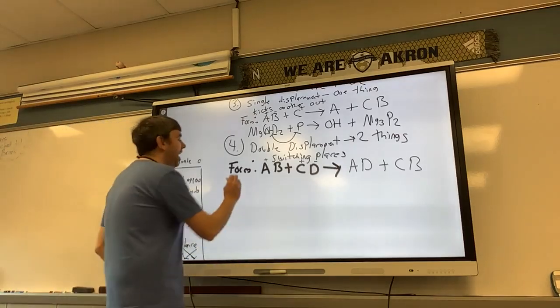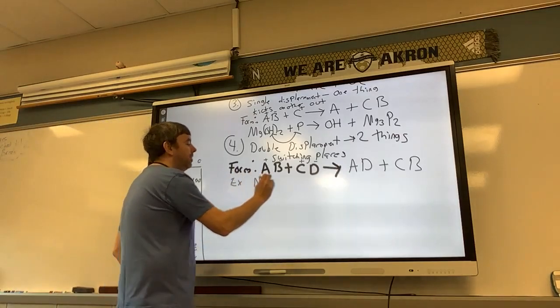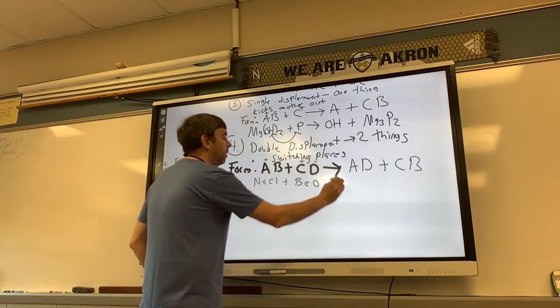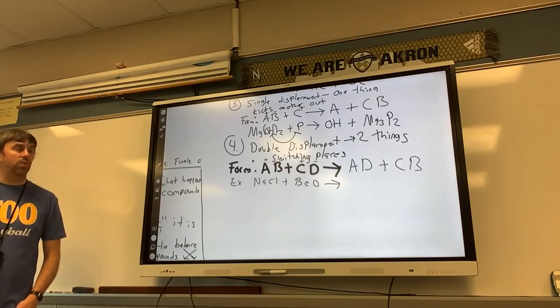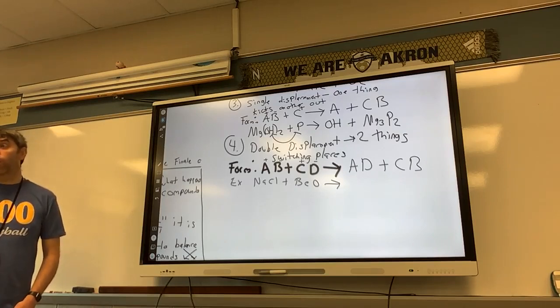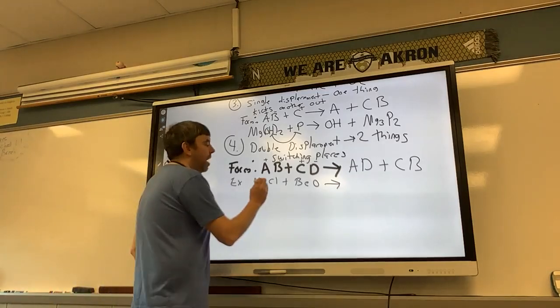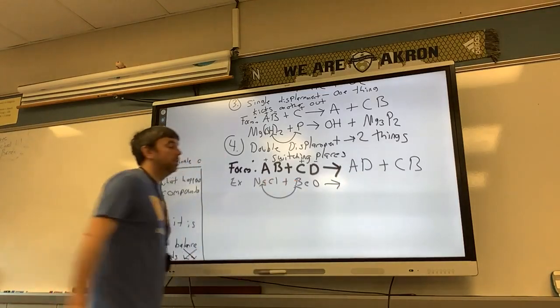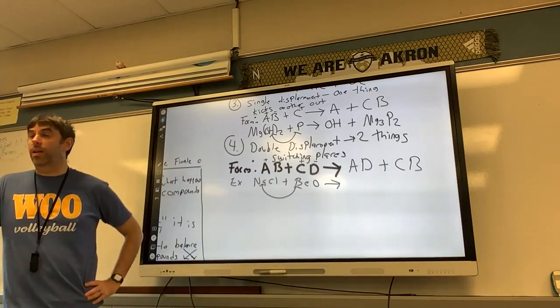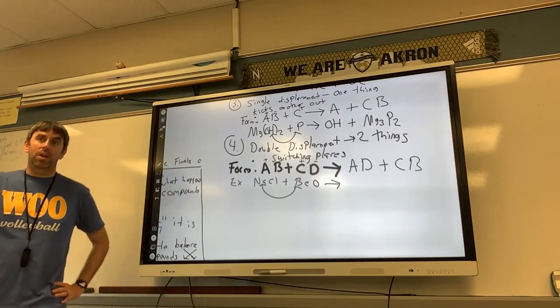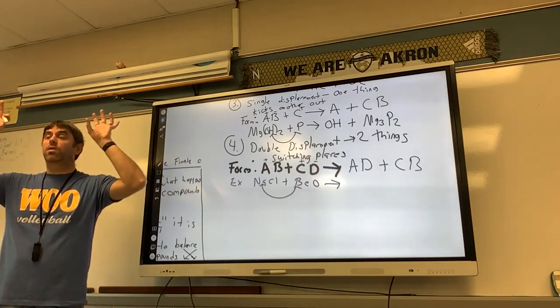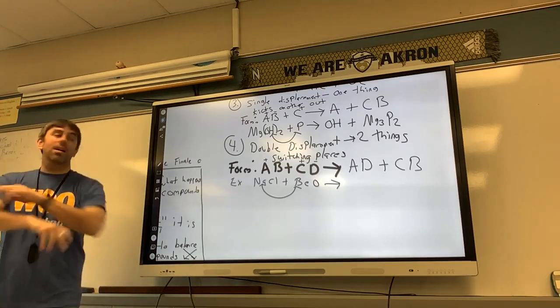Example, NaCl plus BeO. What's going to switch spots? It's O and Cl or Na and Be, right? Doesn't matter. I'm going to do Na and Be. So on the other side, sodium is going to be matched up with oxygen. What is sodium's charge? Plus 1. What's oxygen's charge? 2 minus. Is that a perfect match? So what's it going to be?